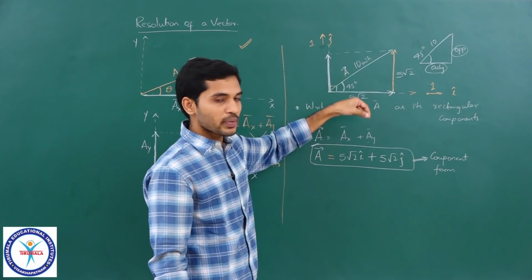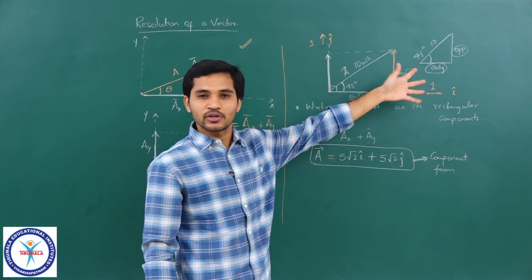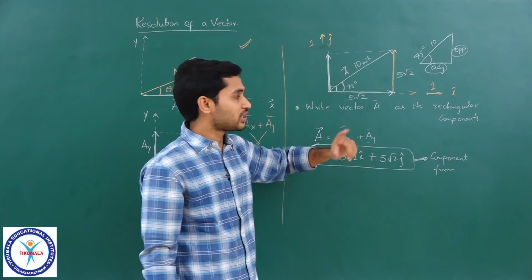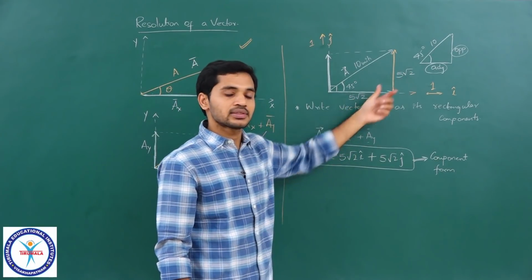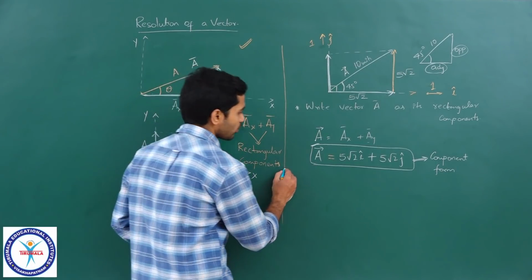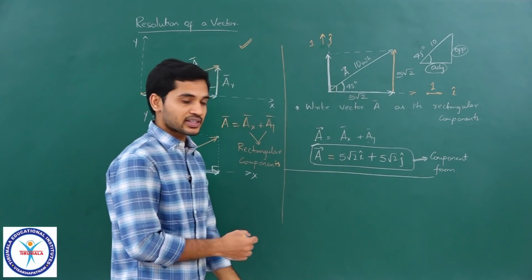All you need to do is drop perpendicular, use basic trigonometry, draw a triangle, apply sin theta, cos theta parameters and find these lengths and write them in I cap and j cap terms, clear. Let us quickly see one more example. Let us resolve one more vector, right.